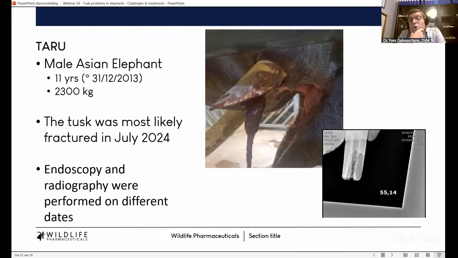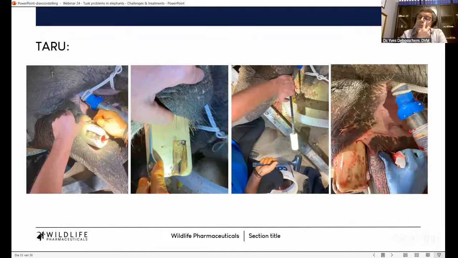That means that it's open and that also the pulp is open. So we have to see what we can do. Endoscopy and radiography were prepared on different dates, and the outcome was that the tusk needed to be extracted.